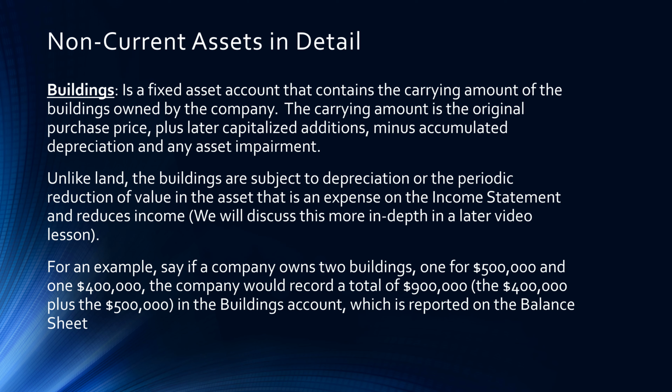Unlike land, the buildings are subject to depreciation, or the periodic reduction of value in an asset that is an expense on the income statement and reduces income ultimately. We'll discuss this more in depth in a later video lesson. So for example, if a company owns two buildings, one for $500,000 and one for $400,000, the company would record a total of $900,000, which is the $400,000 plus the $500,000 in the buildings account, which is reported on the balance sheet of the company.